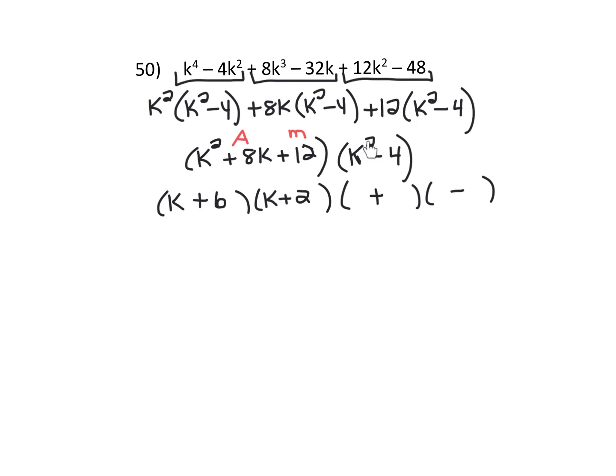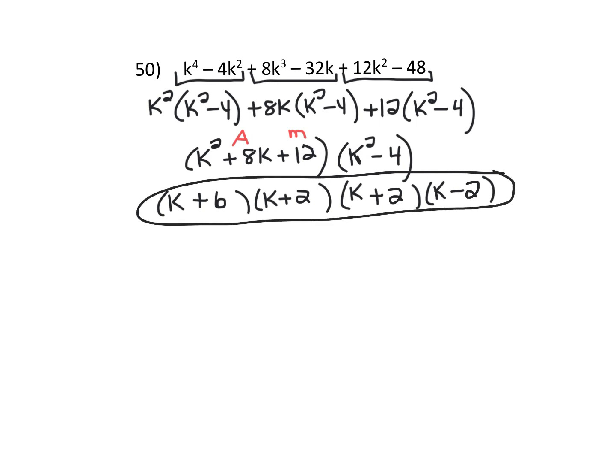And we put the square root of this first term in the first spot in each parenthesis. So the square root of k squared is k. And we put the square root of the second term in the second spot in each parenthesis. So the square root of 4 is 2. And if you look, we cannot factor further, so this would be our final answer.